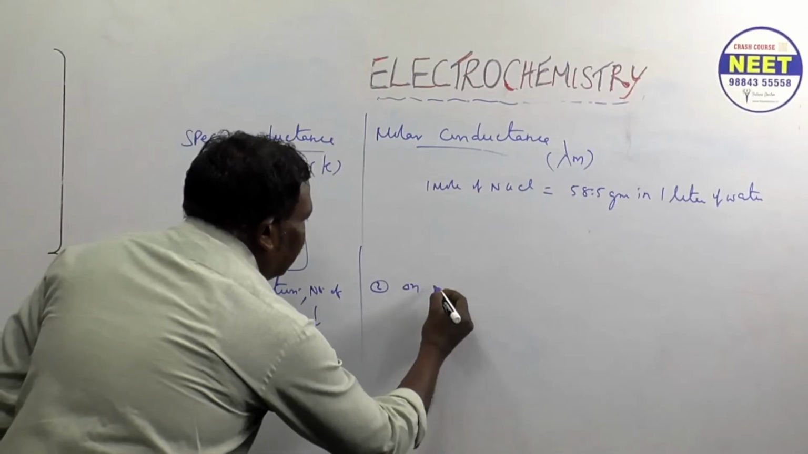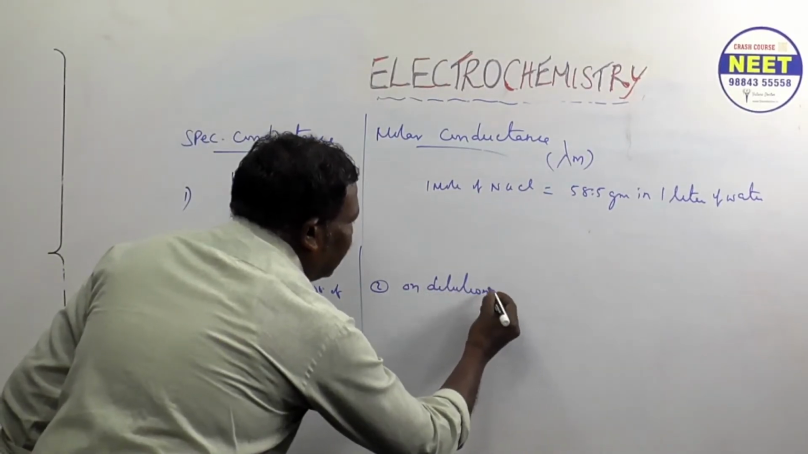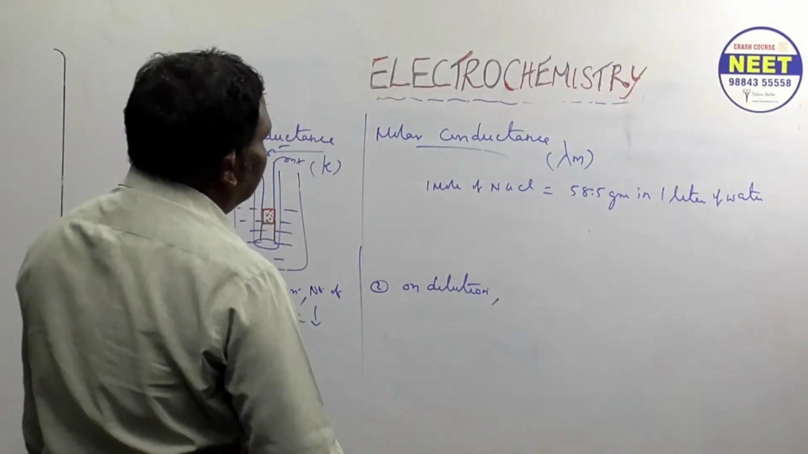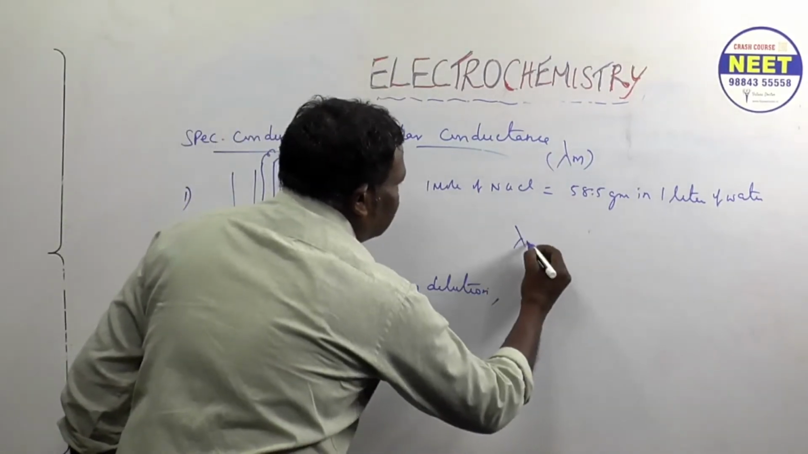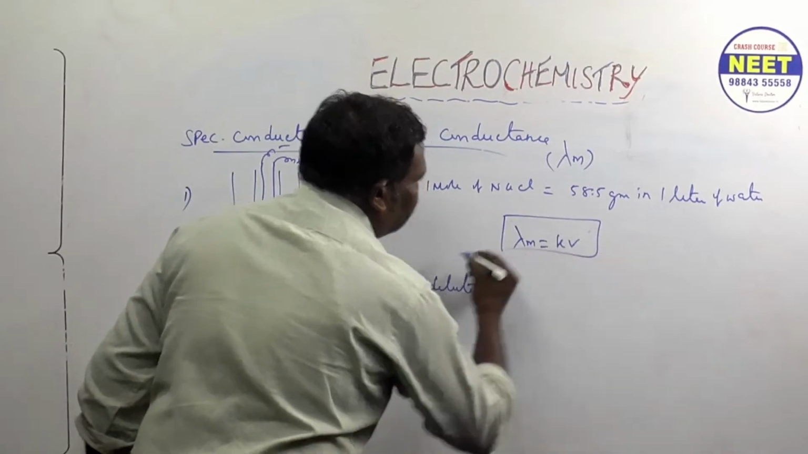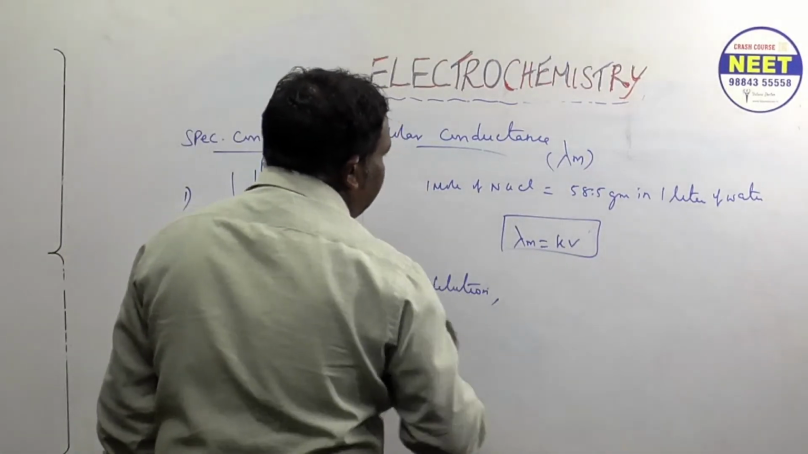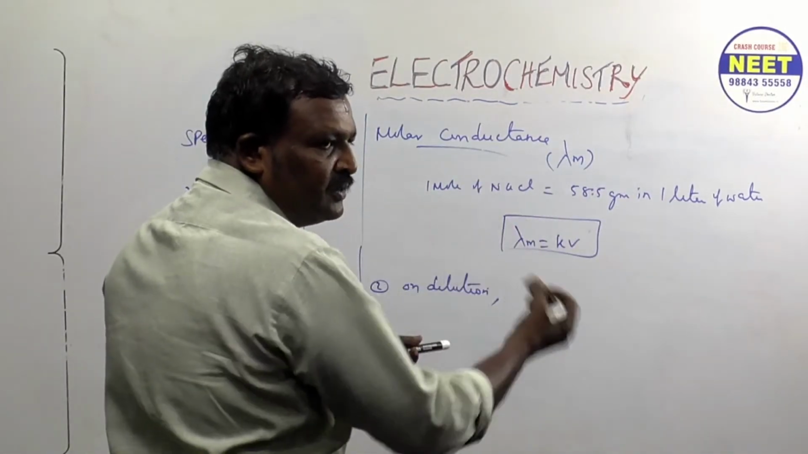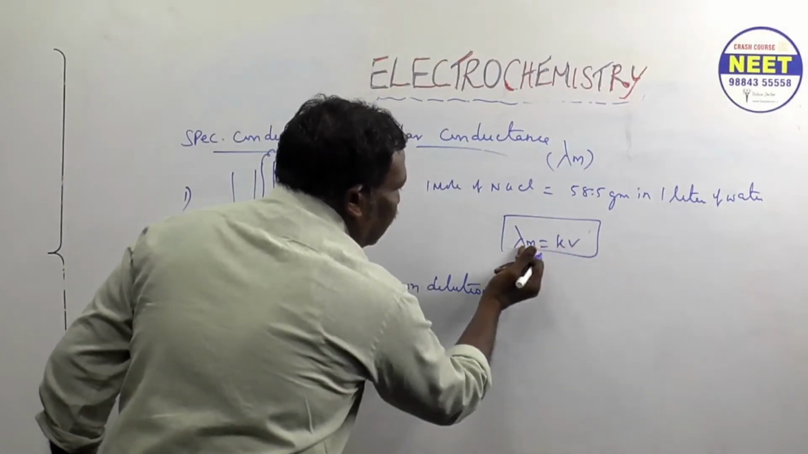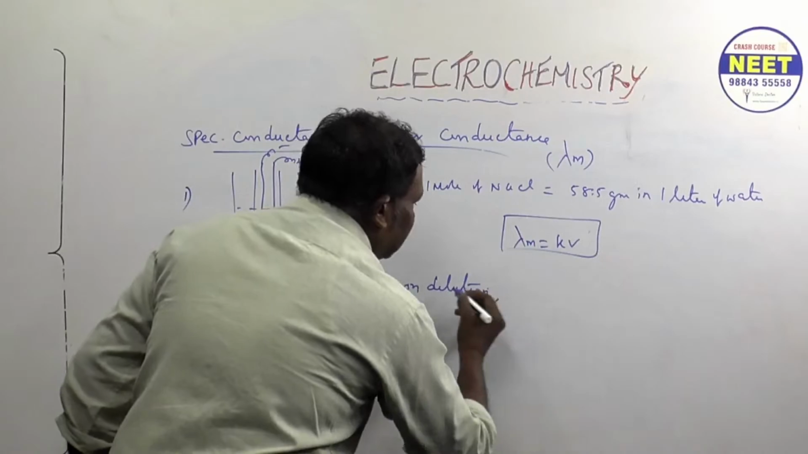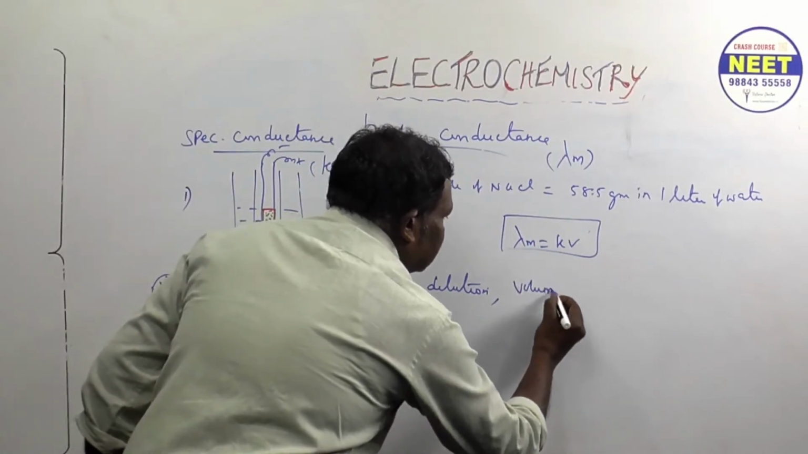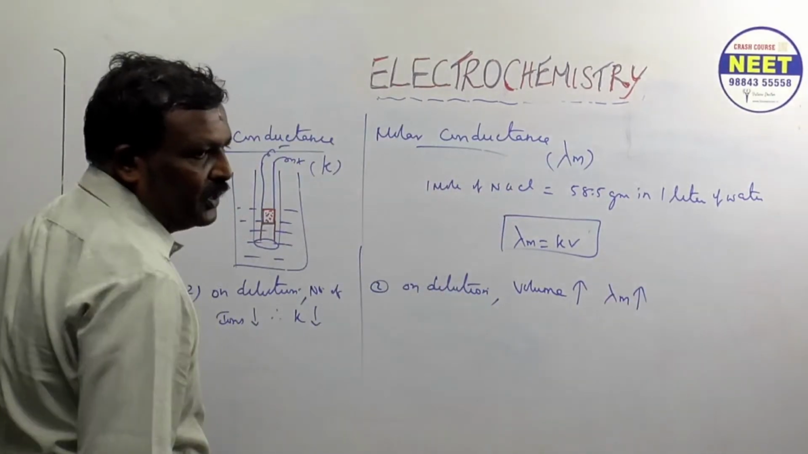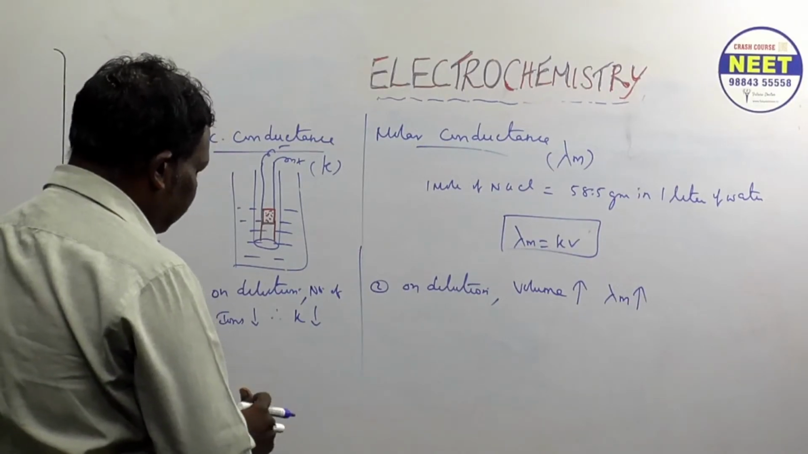On dilution, just write this point, all of you. First point is only the definition. On dilution, what happened? We have one formula: lambda m is equal to kappa into V. Just keep in mind, on dilution, the volume increases, because we are adding water. Volume increases, therefore lambda m also increases. This is very important, just note it down.